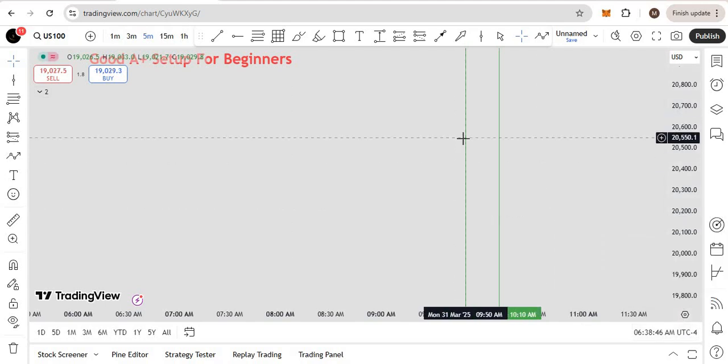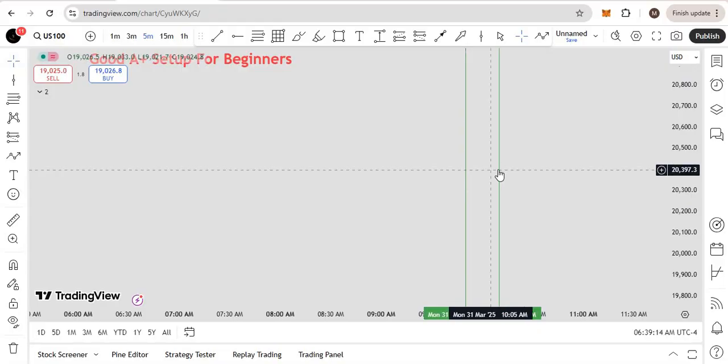First of all, you have to mark out 9:50 a.m. and 10:10 a.m. These are the ICT macros. Every hour we have 3 macros. The first one is 10:20 to 40, and then 50 to 10, like this. We have these macros. So make sure you mark out 9:50 and 10 a.m.